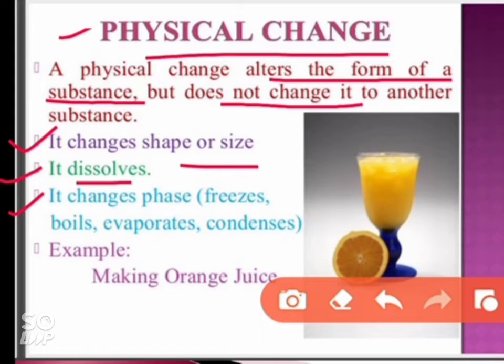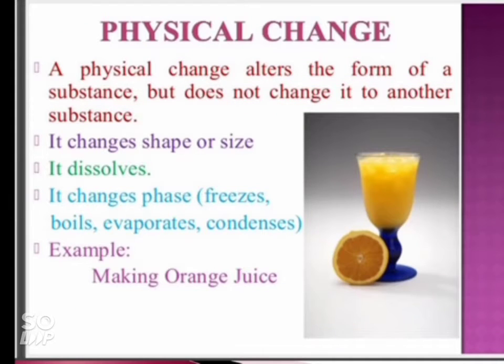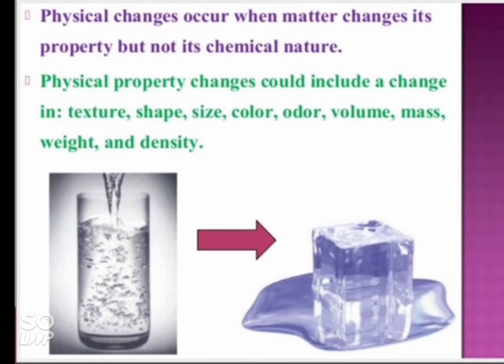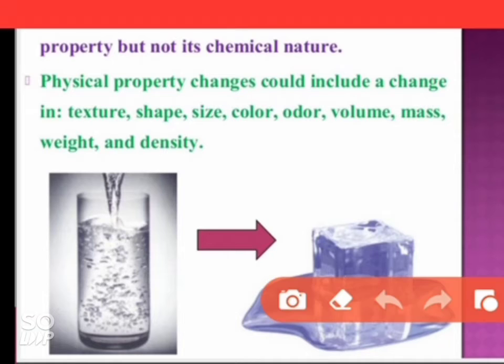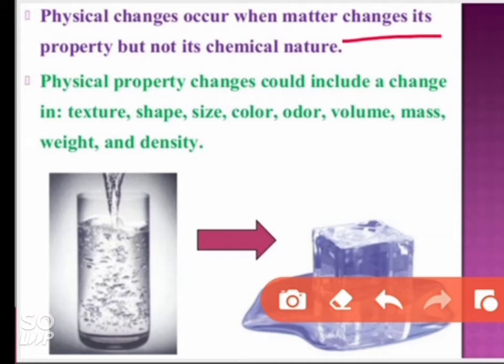For example, making orange juice by squeezing an orange. Squeezing an orange just changes its physical property, but does not change its chemical nature. Now come to the next slide. Physical changes occur when matter changes its property but not its chemical nature, as we discussed earlier in the example of orange juice.